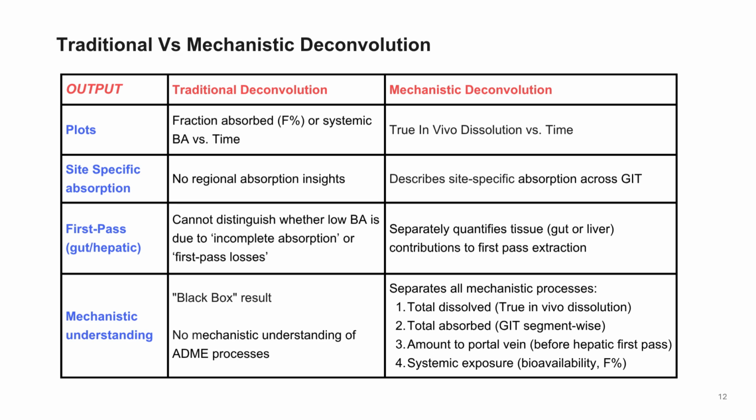This level of detail is what makes mechanistic IVIVC so powerful for formulation development and regulatory strategy. With that comparison fresh in mind, let's put it all together and walk through the development of a two-stage mechanistic IVIVC.